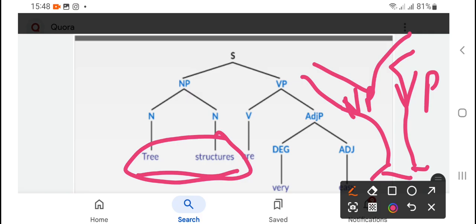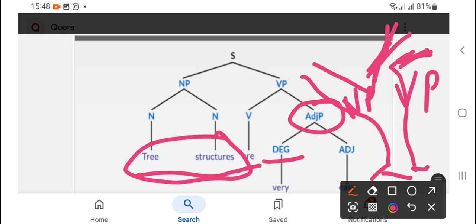Now we will move to another branch. We'll see the other branch, which is the verb phrase, right? So in the verb phrase, are is a helping verb, right? And then in this verb phrase, are is one branch we can say, and another branch is the adjectival phrase, that is, very is a degree adverb, right?